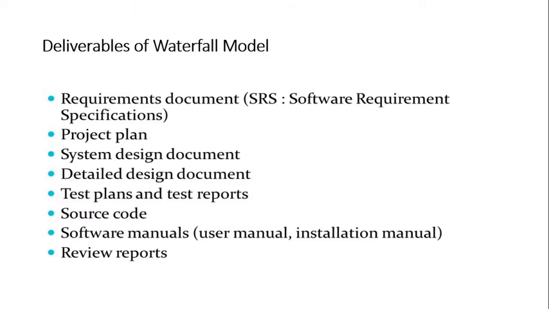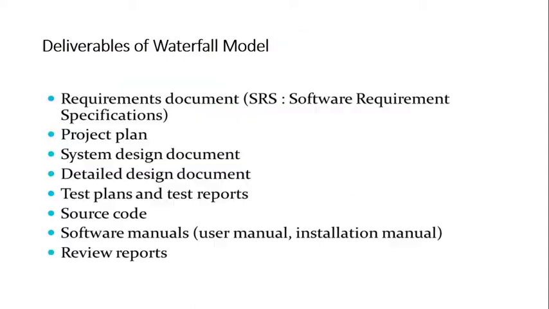Now quickly summarizing, what are the deliverables of this waterfall model? Deliverables means the outputs that are being released: an SRS document, project plan document, system design document, detailed design document, test plan and test reports, source code, software manuals like the user manual, installation guide, beginner's guide, help, everything is prepared here, and the review reports which are prepared after each and every phase.